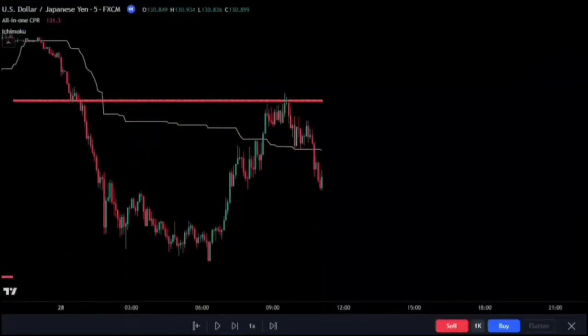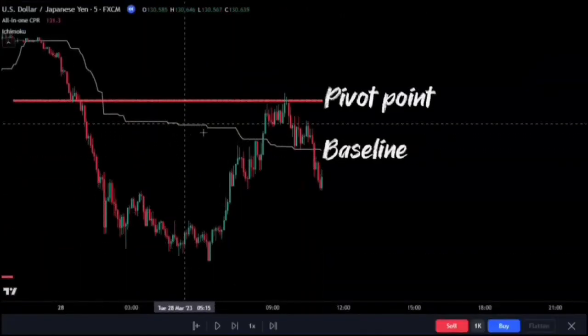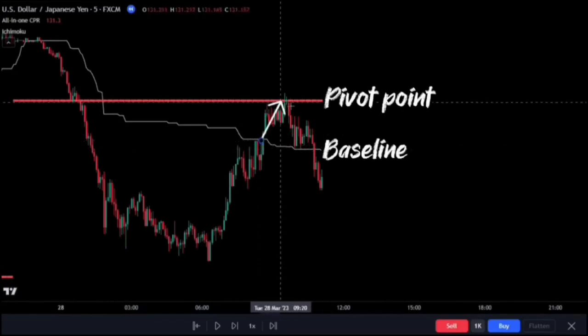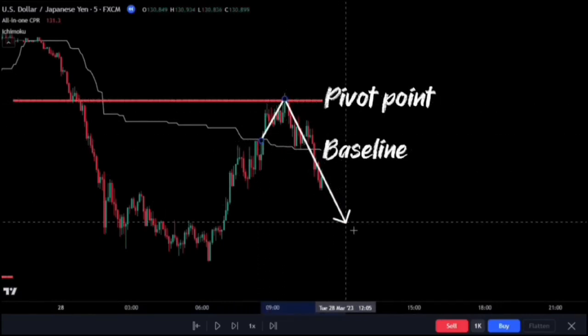And if we are on the hunt for a short trade, the baseline needs to be below the recent pivot point as we enter trades when the price rejects the pivot point breakout.